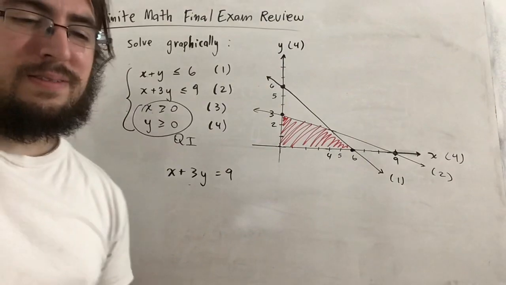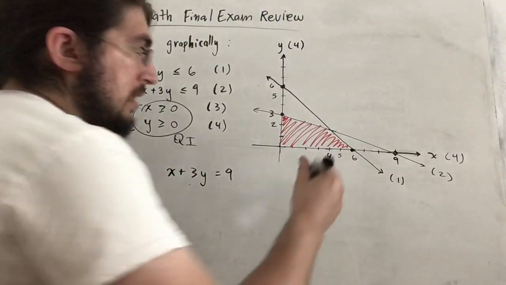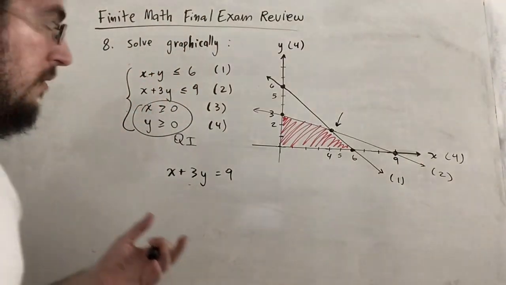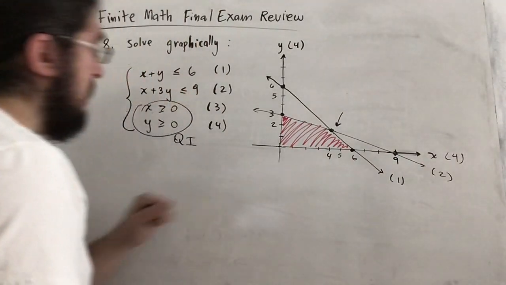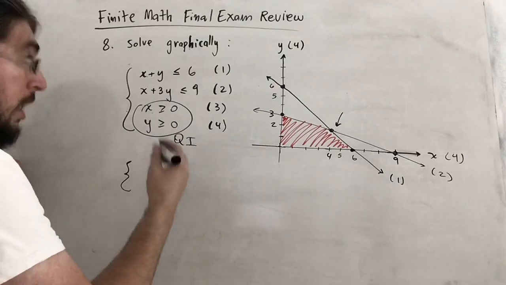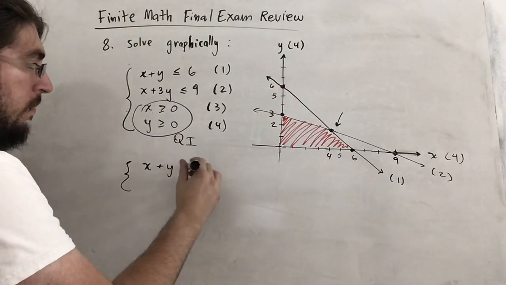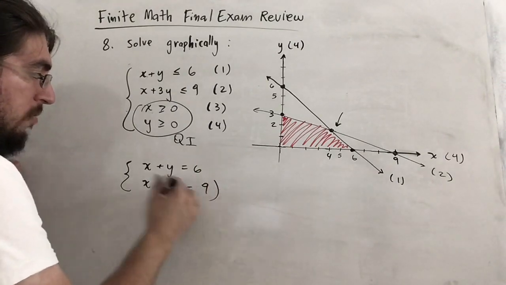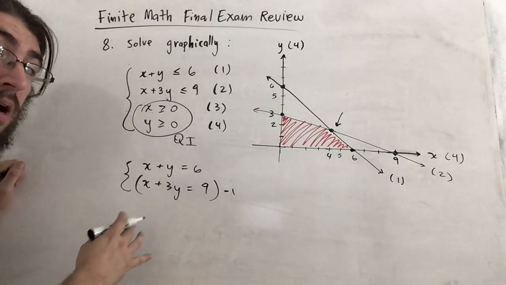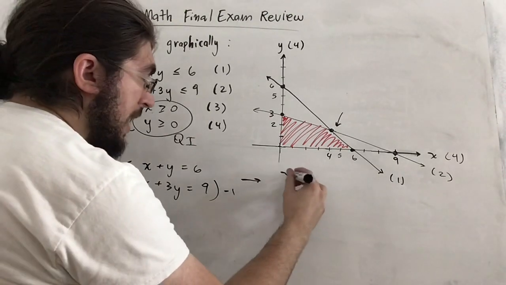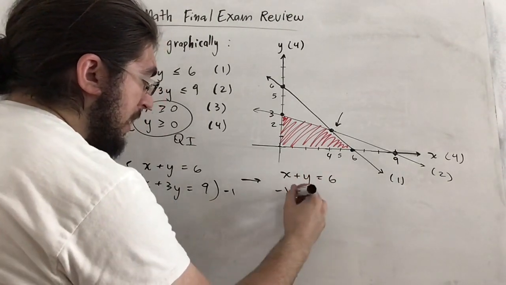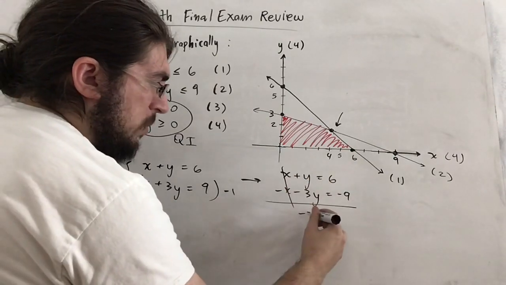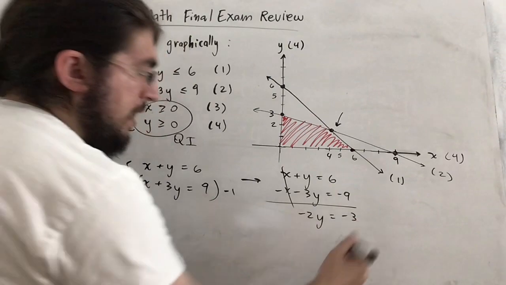And just because I am the way I am, I will actually solve for this point, even though I said I wouldn't. It's not too bad to solve for this point. So now I'm going to consider the system of equations with equations 1 and 2, so equality. And notice if you multiply the bottom by -1, you get cancellation of x's. So we get x plus y equals 6 on top, negative x minus 3y is equal to negative 9 on the bottom. Add straight down, these cancel, we get negative 2y is equal to negative 3.